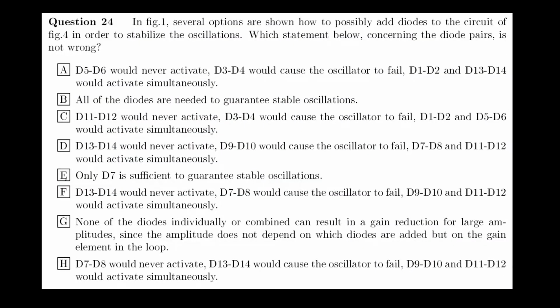And from that we may conclude that answer F is the correct answer. D13 and D14 would never activate, D7 and D8 would cause the oscillator to fail, and the pairs D9, D10 and D11 and D12 would activate simultaneously.